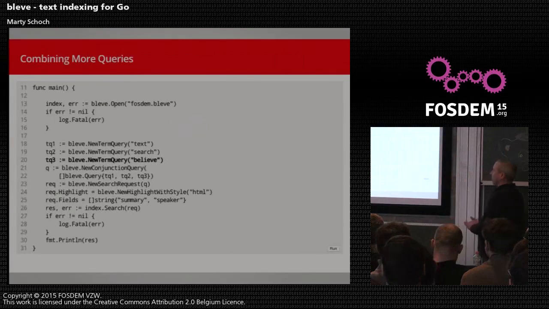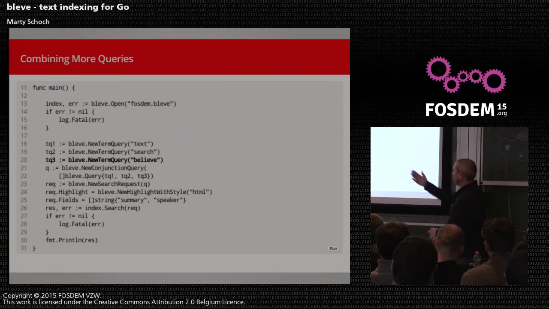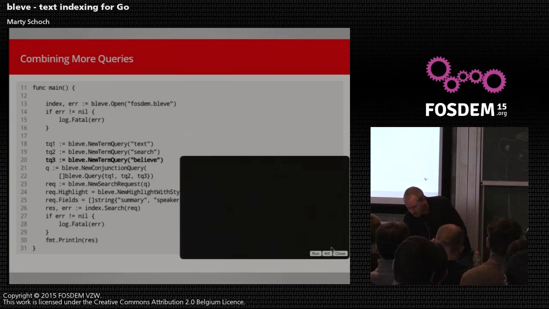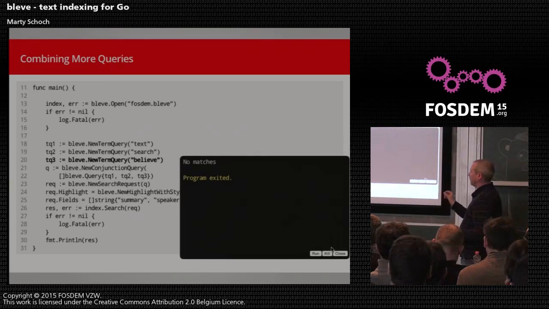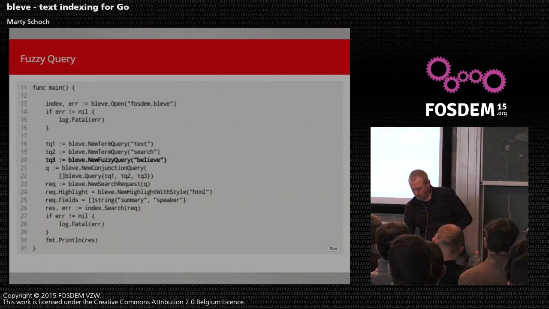Now, let's say we wanted to combine more queries. Maybe somebody was out in the hallway before this talk and they said, I heard about this library called, Bleve, something to do with text search. But they type it in as they heard it, like an English speaker might type it in as believe. So if we run that, these are just all ANDed together. That's not going to match anything because none of the documents have text and search and believe.